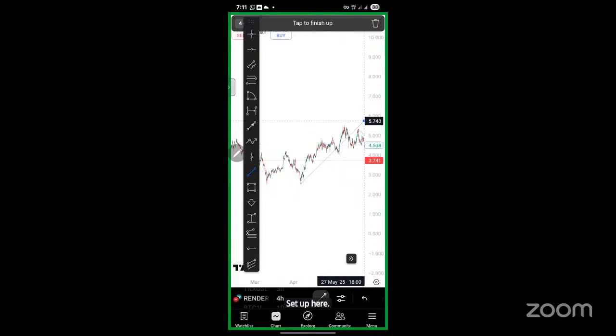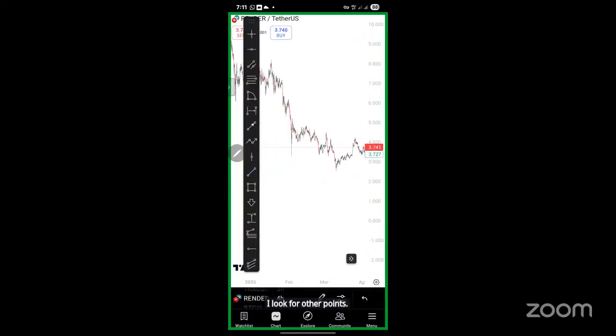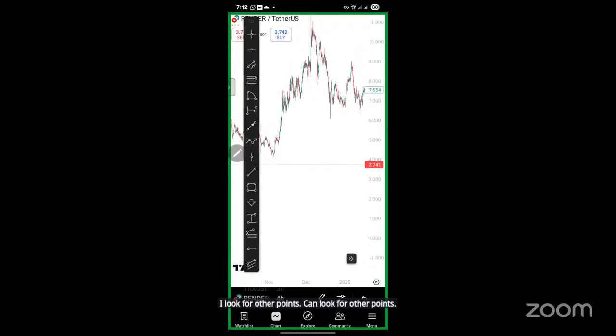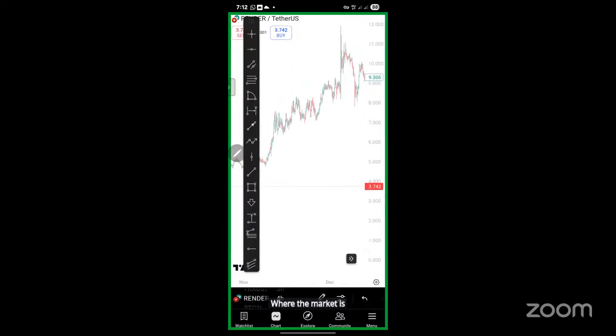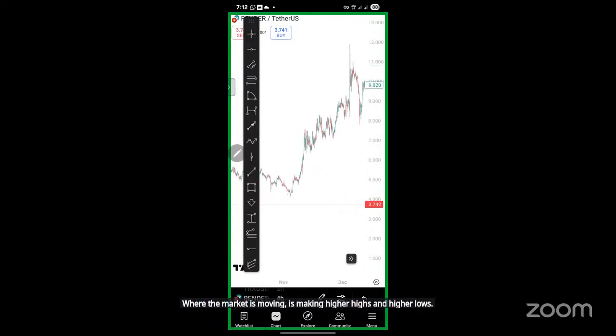And I take it this way. I just make sure that it passes at least in 3 points. And if my 3 points are not there, I look for other points where the market is moving, is making higher highs and higher lows.